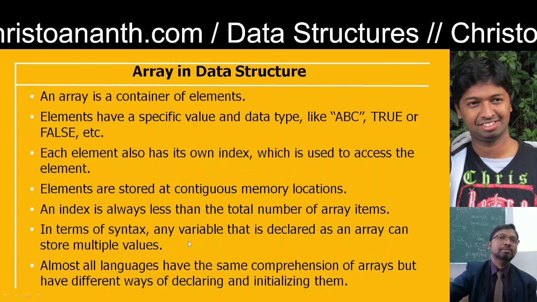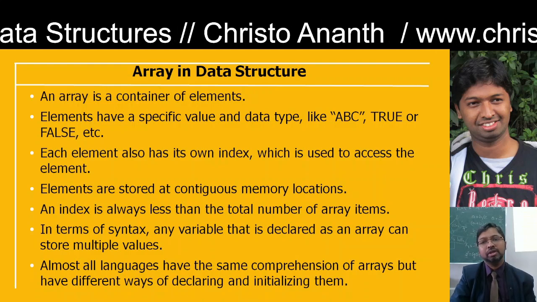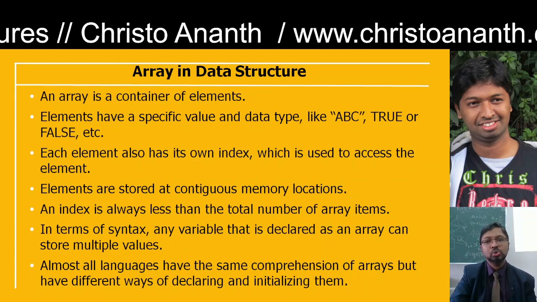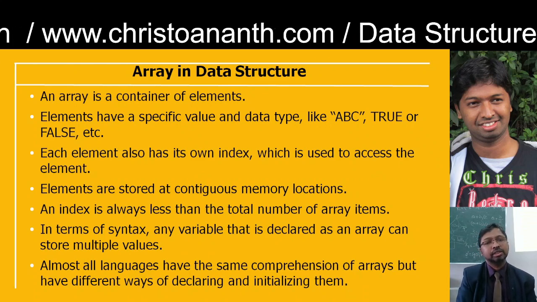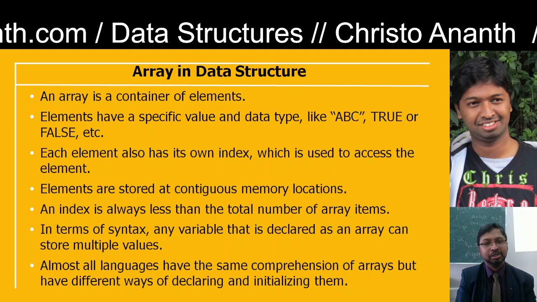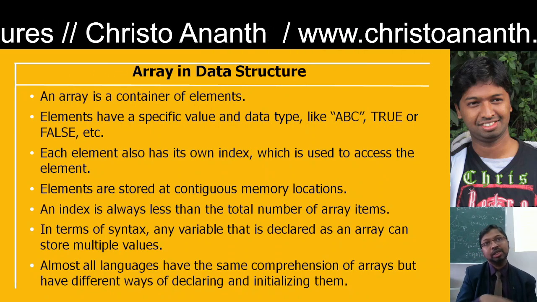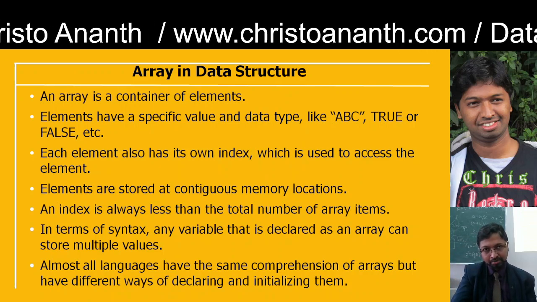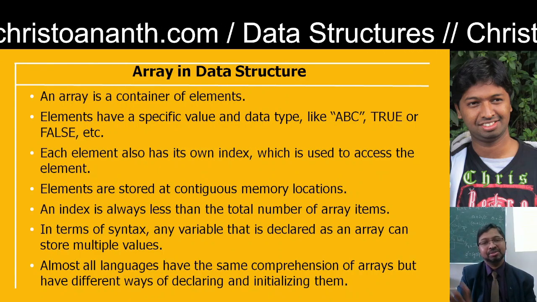So an array is nothing but a container of elements, and elements will have a specific value and data type, like maybe ABC, true or false. Every element has its own index, which is used to access the element, and elements are stored at contiguous memory locations. Here the index is always less than the total number of items. For example, if it is 4, the index will go only up to 3: 0, 1, 2, 3. Okay, so that's the thing.